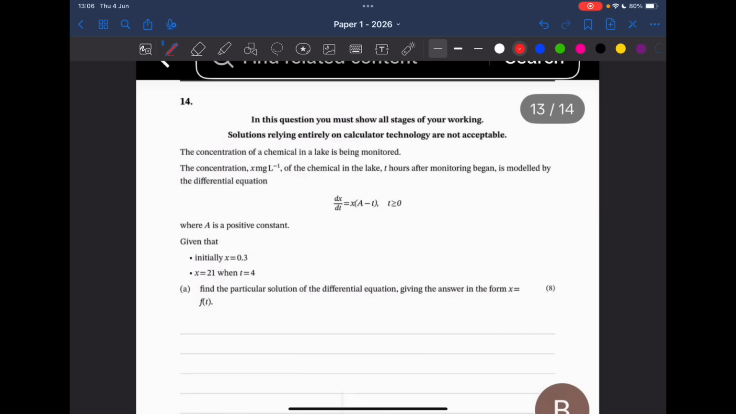Number 14, we've got chemicals in lakes being monitored. The chemical is monitored and modelled by this equation. This is one of the worst ones I've seen in A-level maths. So initially x is 0.3, and at t is 4, x is 21. So let's just go and solve this. I mean, 8 marks to do everything.